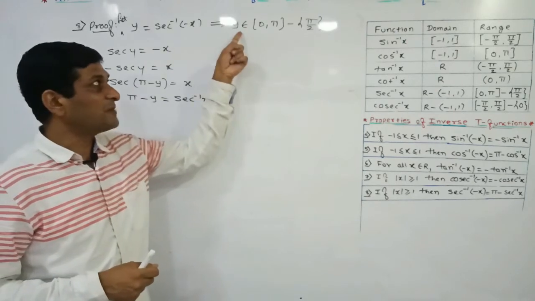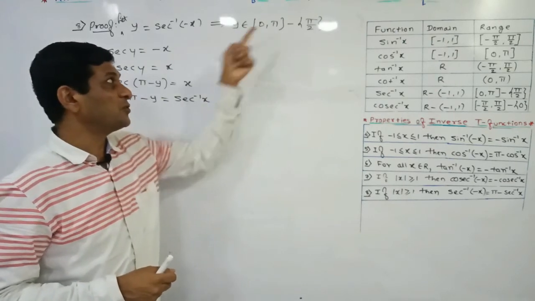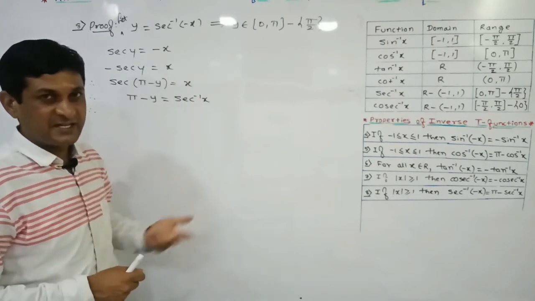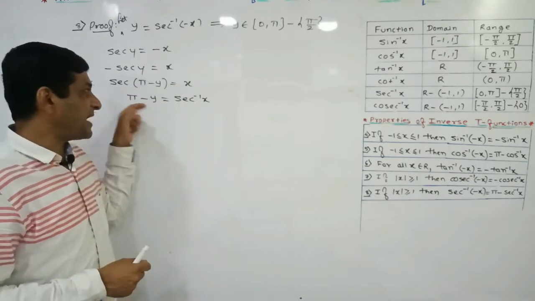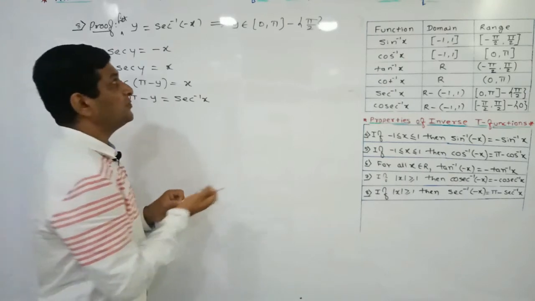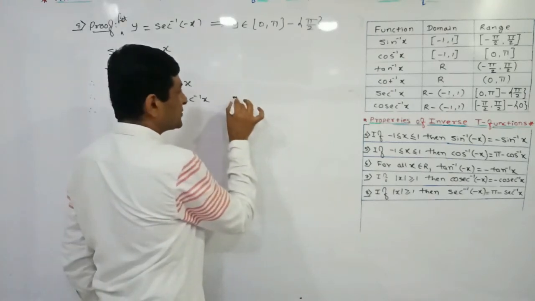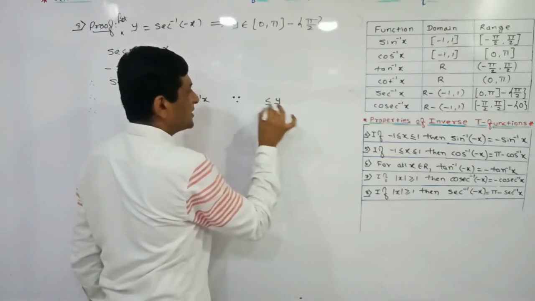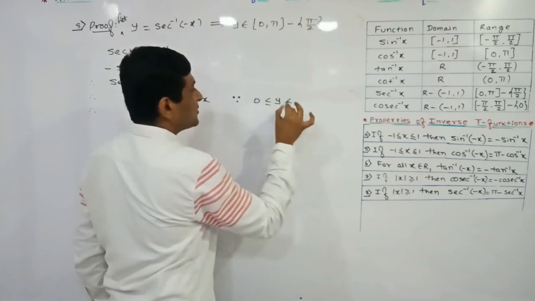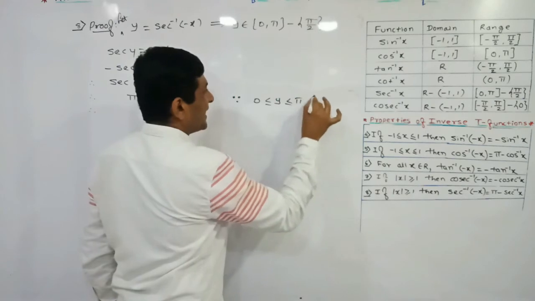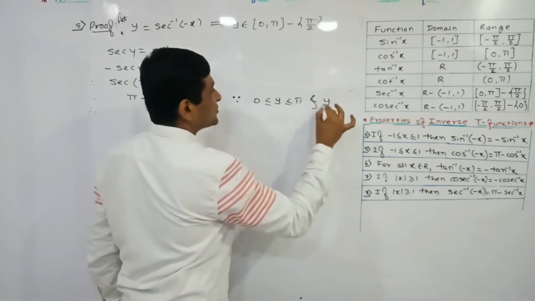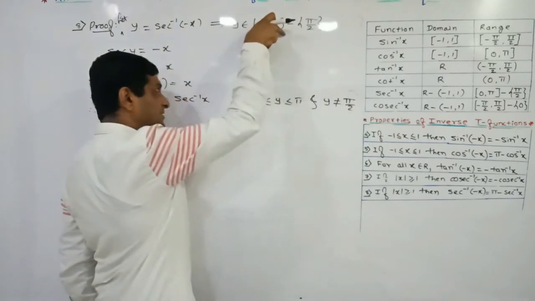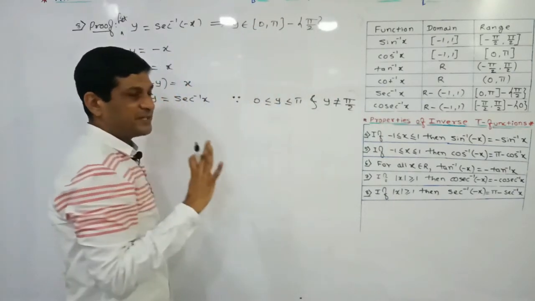Already we have shown that y lies in this interval 0 to pi. Now we have to check that pi minus y also lies in that interval or not, because this is the value of sec inverse. Now we are using the given condition. Since y is greater than or equal to 0 and less than or equal to pi, and y is not equal to pi by 2. So this symbolic representation can be written in this form.